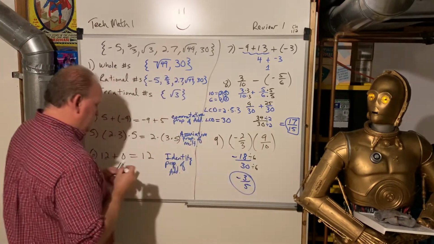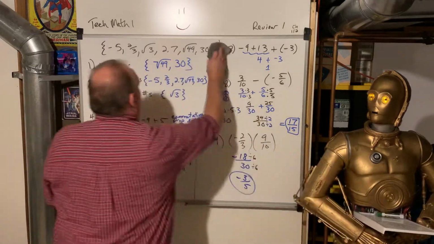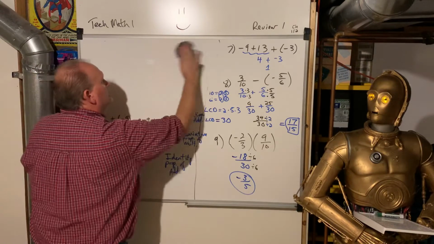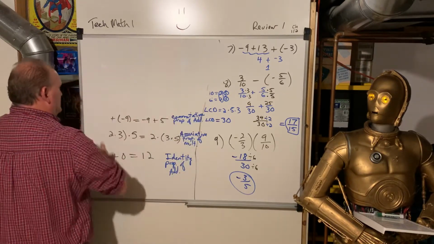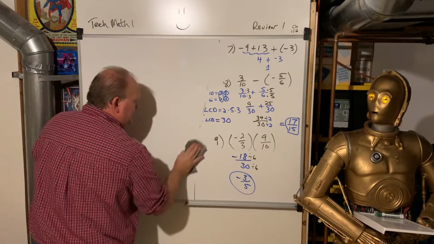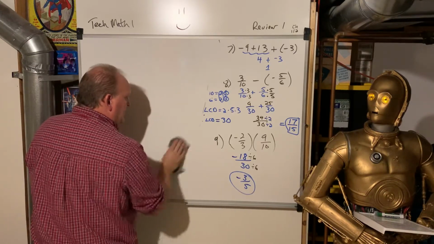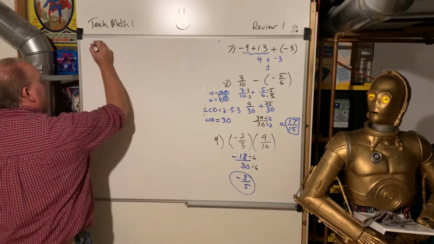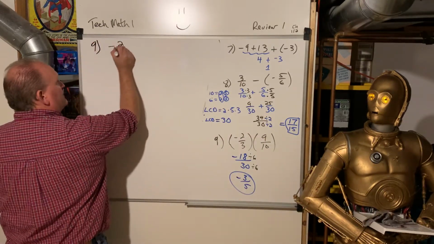That's one way to do it. Another way to do that same problem is to cancel numbers off. You pre-reduce it. You reduce it first and then just multiply what's left. So here's number 9 again, just in a slightly different way.